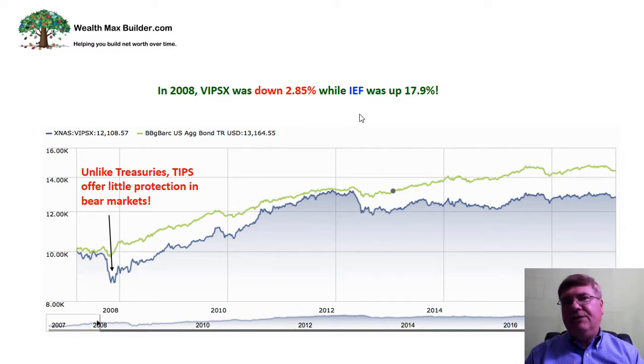I'm not in disagreement that in an inflationary environment, TIPS will do fairly well. As inflation goes higher, the CPI index goes higher, and your principal increases with a fixed coupon. However, in a bear market, which is why we look to bond funds actually to help stabilize your overall asset allocation, your overall investment portfolio, intermediate and long-term U.S. Treasury bond funds are going to protect you in bear markets, whereas TIPS do not.